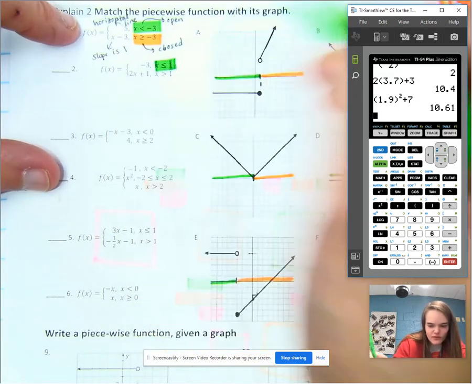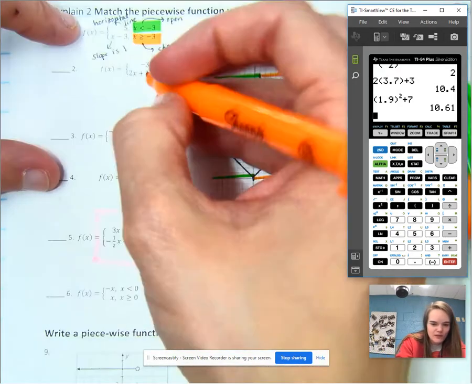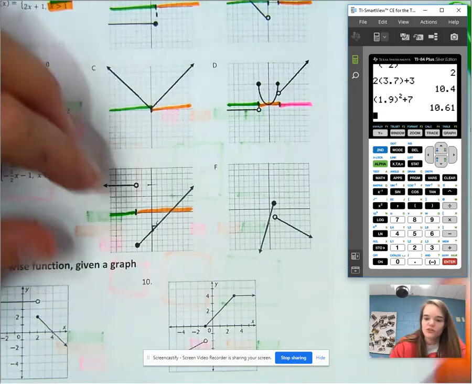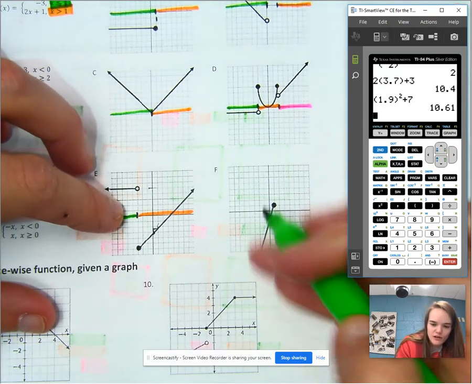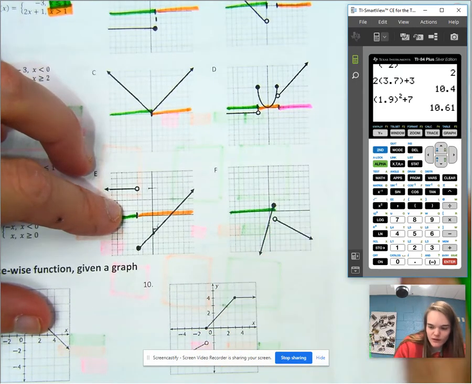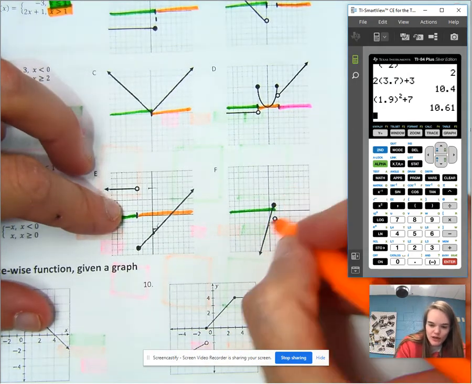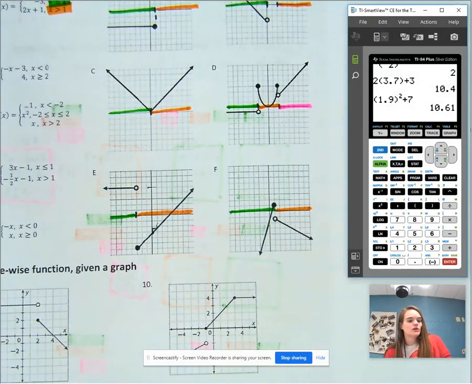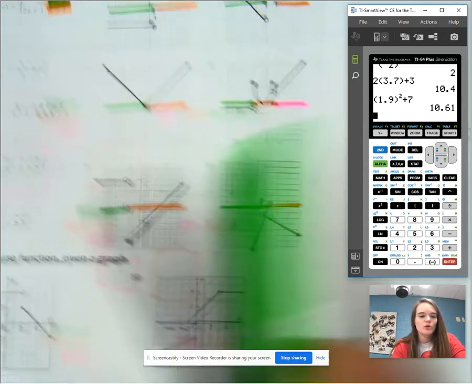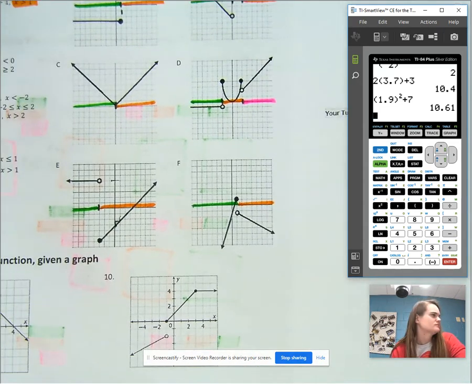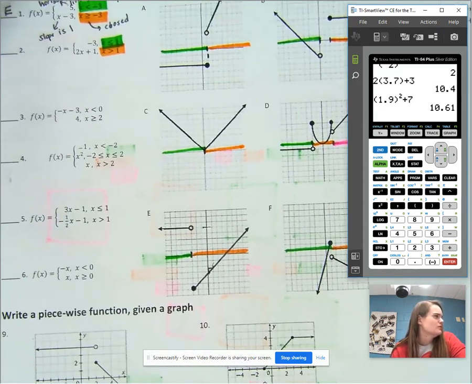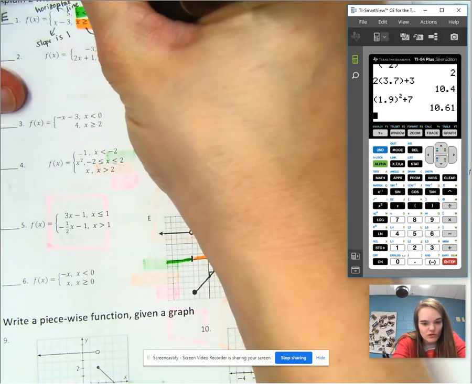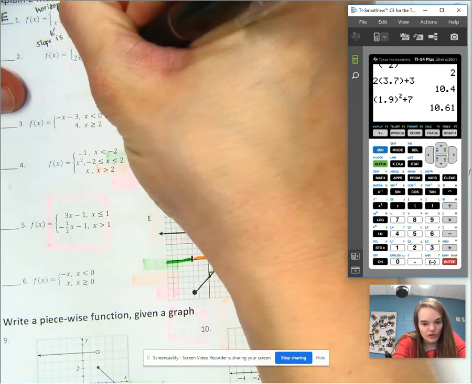So we have this and this. So let's look at F. F also changes at 1. We will have to look at our slopes. We'll have to look at our open and closed circles to determine which one number 2 is. So number 2 starts with a closed circle and then has an open circle.